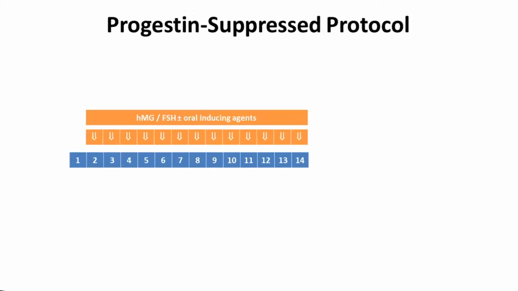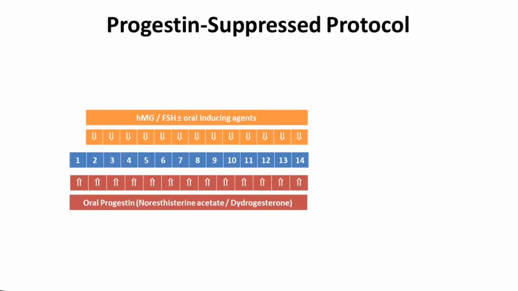In the progestin protocol, we start stimulation on cycle day 2, and we start the oral progestin, either norethisterone or Duphaston, twice per day on cycle day 1 or cycle day 2, and we keep the oral progestin till we reach mature follicles. We can give in this protocol either the HCG or GnRH agonist for triggering ovulation.